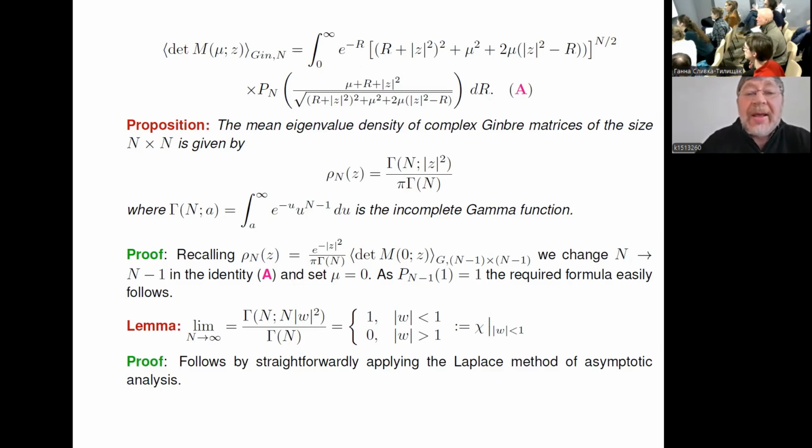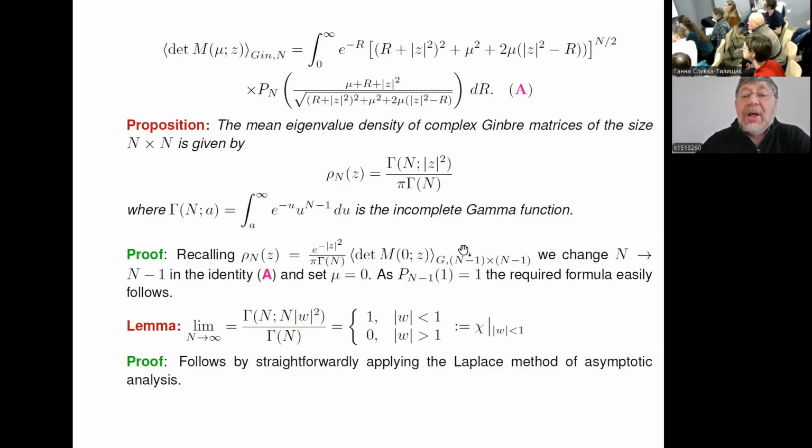Okay, now this is already a nice expression, and the first thing to do with it is to get an explicit expression for the mean eigenvalue density. So I formulated it as a proposition that from this immediately follows that the eigenvalue density is just proportional to the so-called incomplete gamma function of two variables, n, which is the size, and modulus z squared, where z is a position in the complex plane. And for those who do not remember or never encountered the incomplete gamma function, this is just the definition of the incomplete gamma function. Now, the proof of this proposition is very simple.